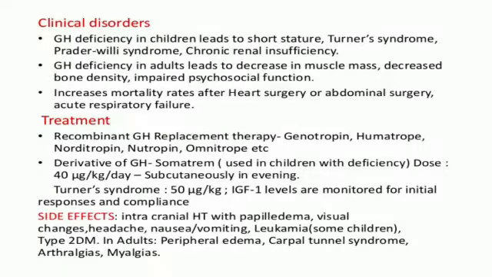Then we will see about the clinical disorder due to the growth hormone. Growth hormone deficiency in children leads to the short stature, Turner syndrome, Prader-Willi syndrome, chronic renal insufficiency. The first one is the short stature. Short stature is a term applied to a child whose height is 2 standard deviations below the average. Restricted growth, does not grow tall as other people of the same gender, age and ethnicity.